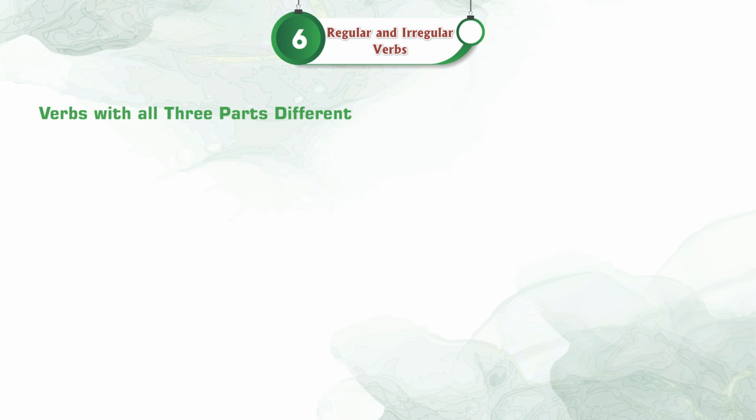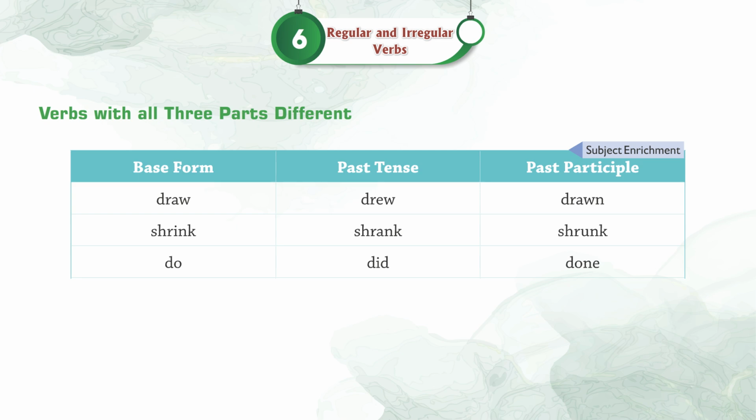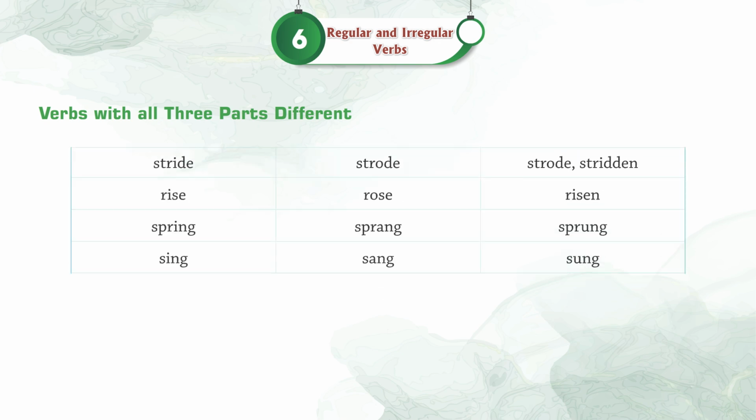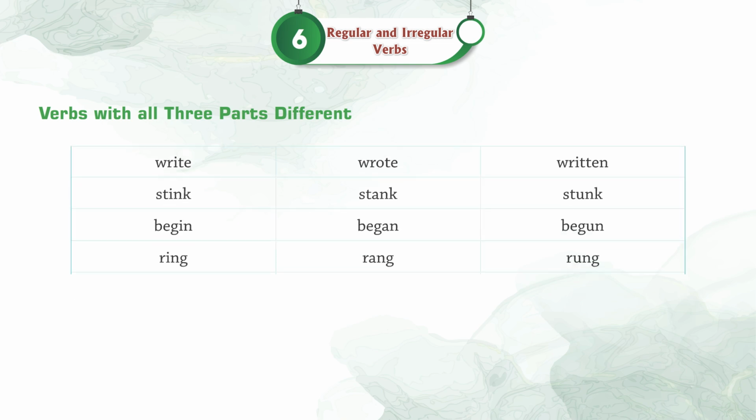Verbs with all 3 parts different. Base form draw, past tense drew, past participle drawn. Shrink, shrank, shrunk. Do, did, done. Stride, strode, strode or stridden. Rise, rose, risen. Spring, sprang, sprung. Sing, sang, sung. Write, wrote, written.